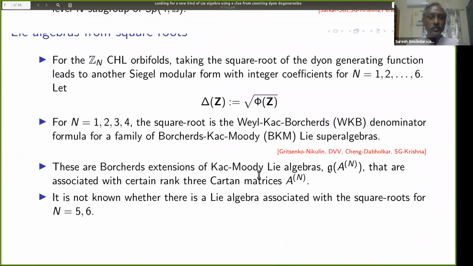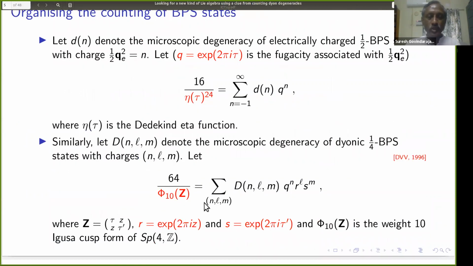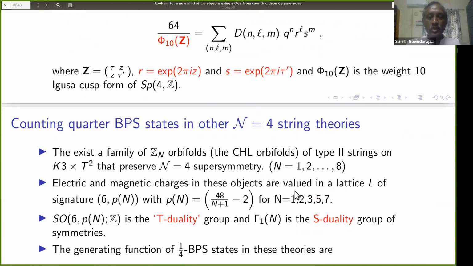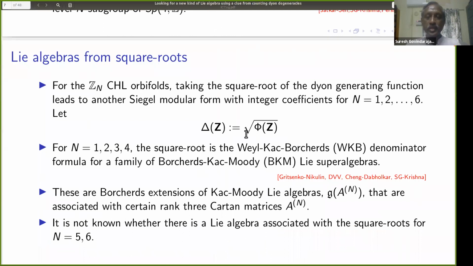So the funny story, which actually again goes back to Dijkgraaf, Verlinde, and Verlinde, what they showed was that you take this phi 10 and take its square root, and that's also a Siegel modular form with integral coefficients. In general, that need not happen, but phi 10 has some evenness properties, which says that the square root gives you another Siegel modular form with integer entries.